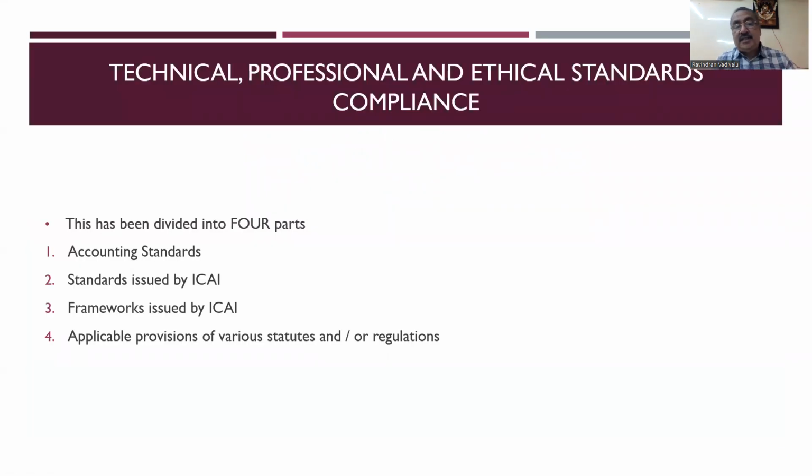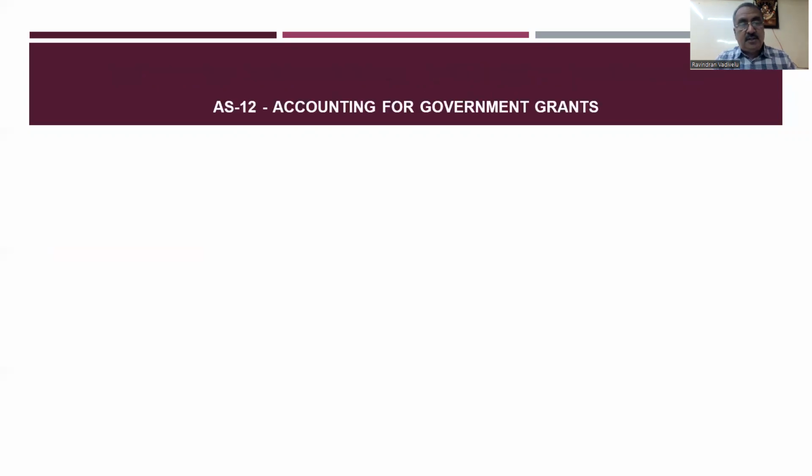Once again, this technical, professional, and ethical standards compliance has been divided into 4 parts. One is accounting standards, standards issued by ICAI, framework issued by ICAI, and applicable provisions of various statutes or regulations. Now, we are going to start with accounting for government grants.